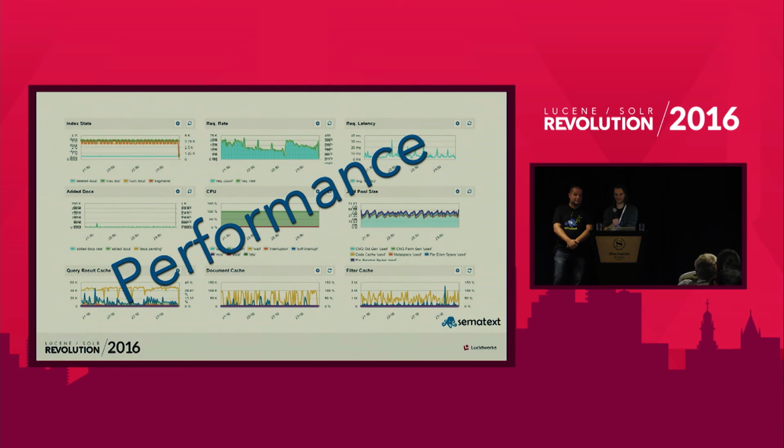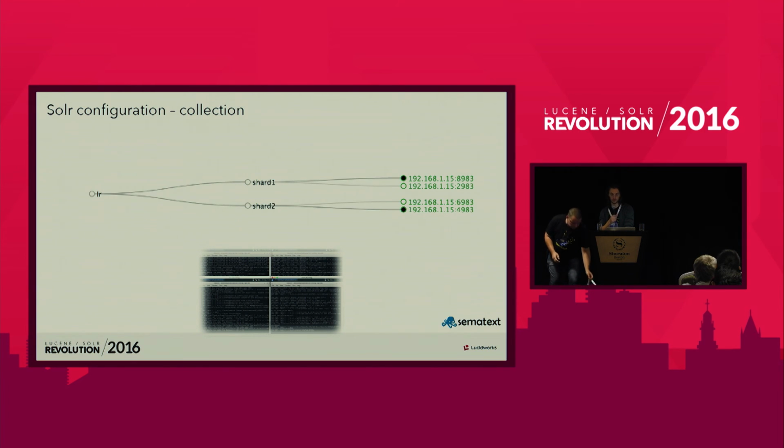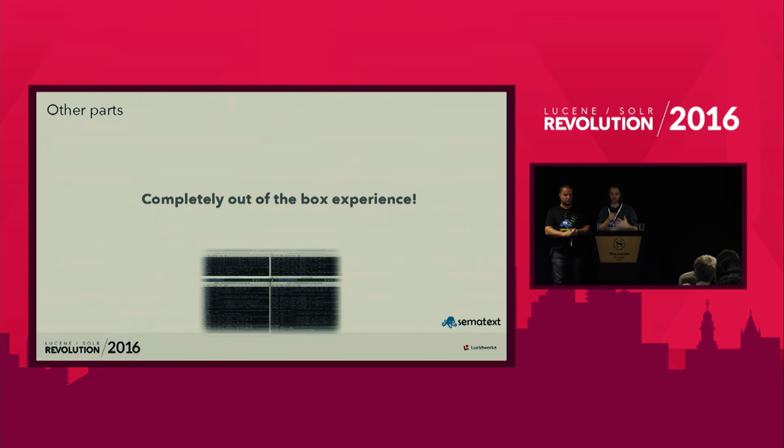Wink, wink. So, performance results. We did some tests on Ubuntu, just running Solr on it, running it on Docker, and running it on a VM, to test the performance. We had 2 shards and a replication factor of 2, some data and some settings, obviously. And we didn't stress too much on tuning. We wanted the out-of-the-box experience, so this is how it goes.